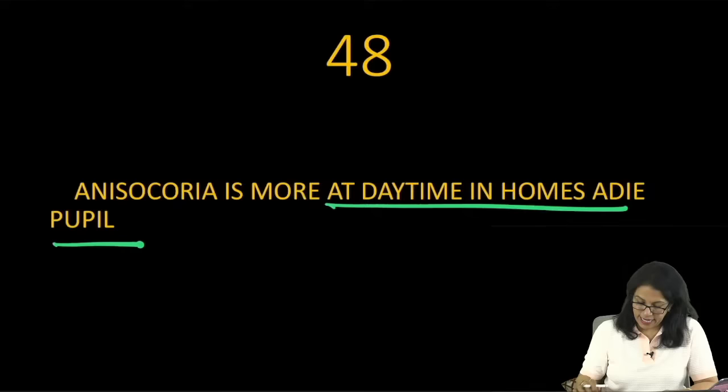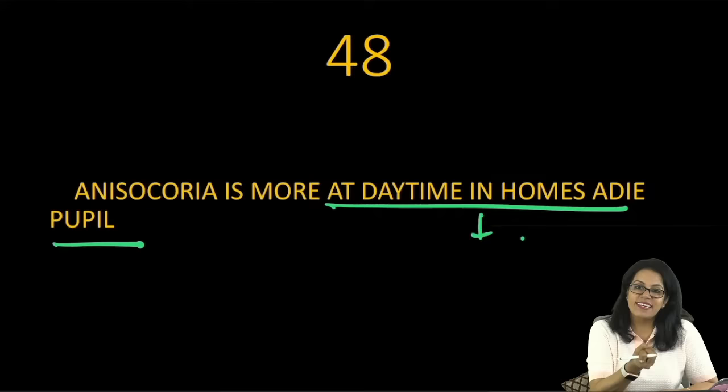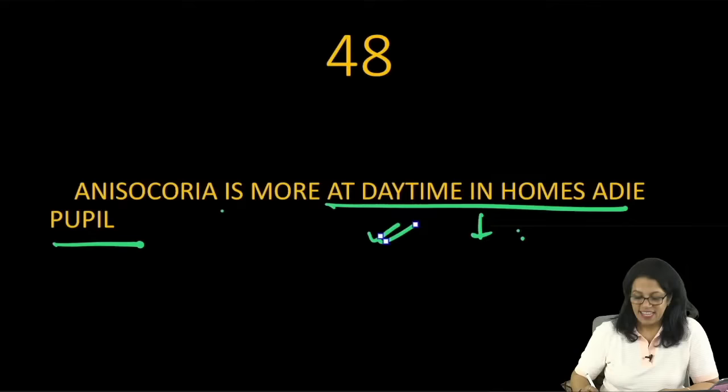It is happening due to a lesion in, quickly revise with me, the ciliary ganglion and short ciliary nerves. Naturally, if there is a mid-dilated pupil, in daytime the normal eye will constrict. Therefore, anisocoria will be more in the daytime in Holmes-Adie. Don't forget that, because Holmes-Adie is a mid-dilated pupil.